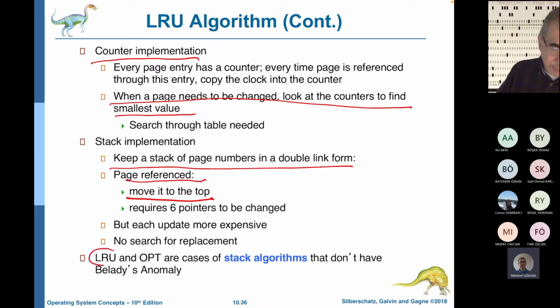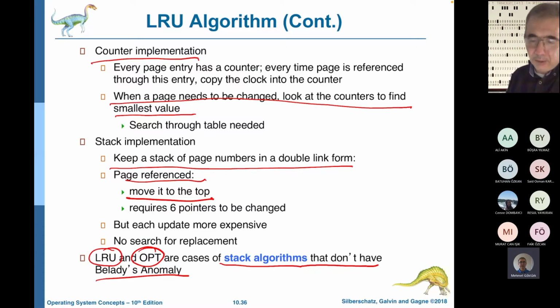And optimal algorithms and least recently used algorithms are cases of stack algorithms that don't have Belady's anomaly. So first in, first out has Belady's anomaly, but the least recently used and optimal algorithms don't have Belady's anomaly issues.